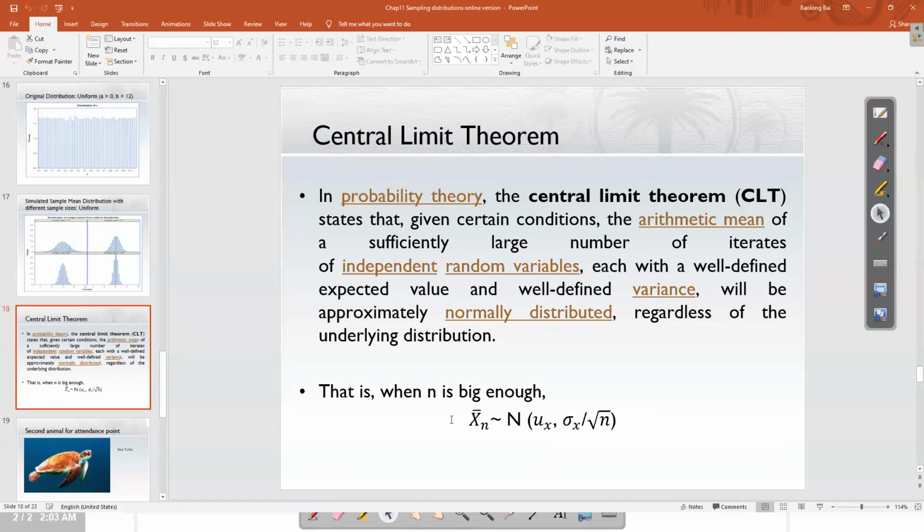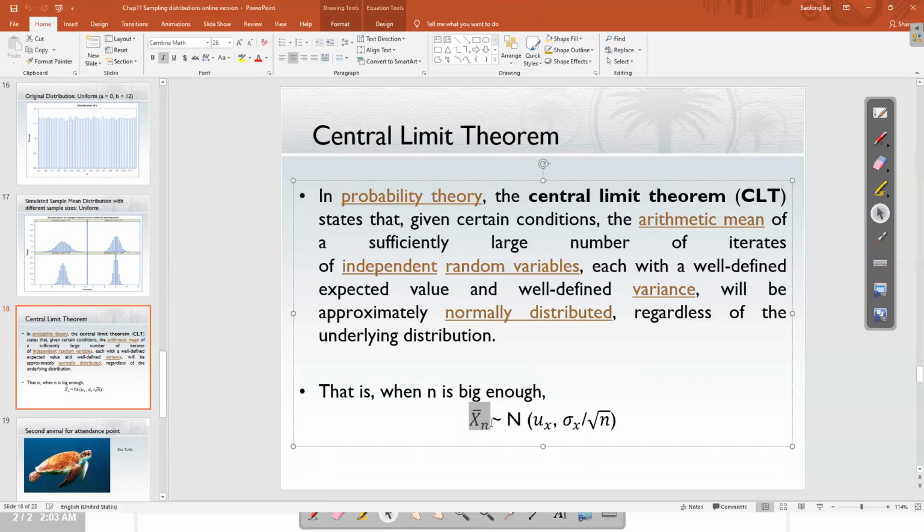So basically the central limit theorem says if sample size n is large enough, the sample mean will always follow a normal distribution. And the normal distribution has two parameters, mu and sigma, right? Mu of X bar will be the same as mu of X. And the standard deviation of X bar will be the standard deviation of X divided by the square root of n. You can notice that when n increases, the standard deviation of X bar will decrease, right?